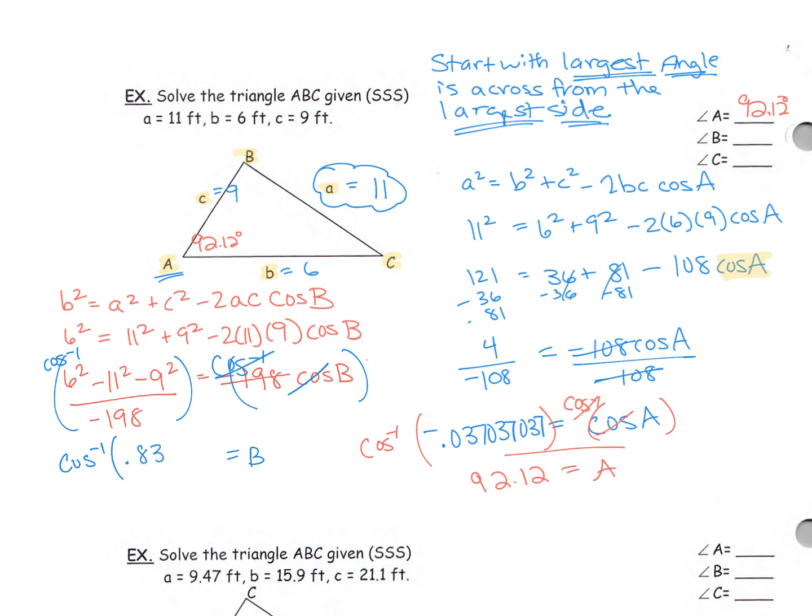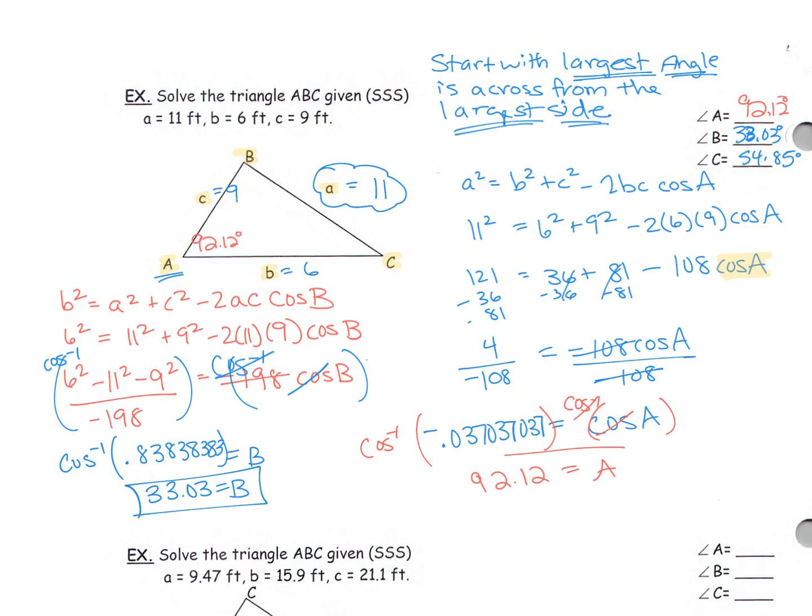I'm getting 0.8383, basically 83 repeating. And I'm going to do cosine inverse on that. And when I do that, I get 33.03 for B. So I now have two of my angles. I'm going to find my third angle just by subtracting from 180. And I get 54.85 degrees.